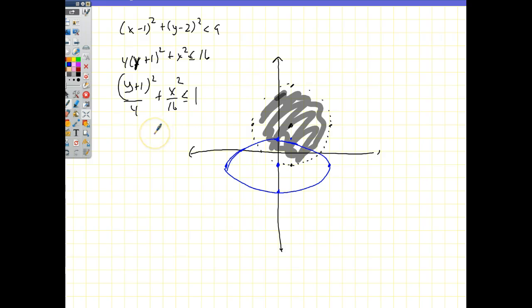0 plus 1 is 1. 1 squared is 1. I should plug it in here. You're right. That's better. 0 gives me 1. 1 squared times 4 is 4. 4 is less than or equal to 0 plus 16. 4 is less than 16. True. So it's shaded the inside.